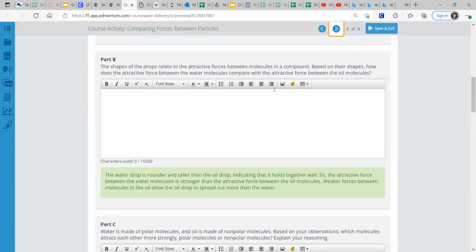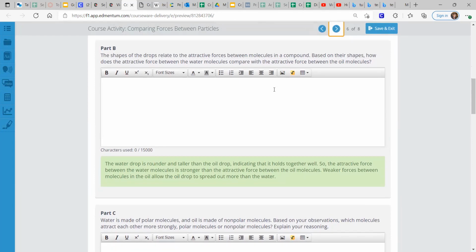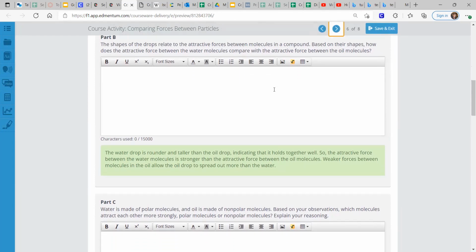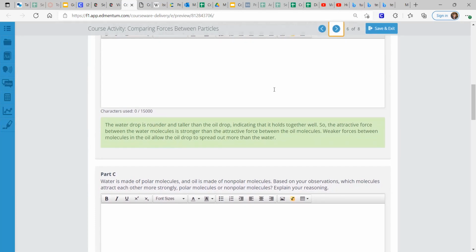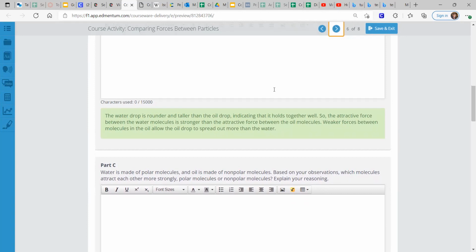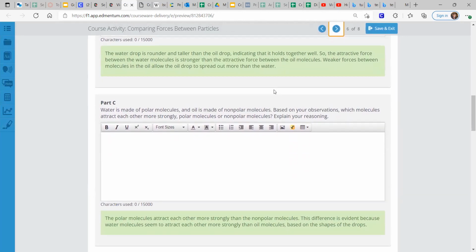Based on their shapes, how does the attractive force between the water molecules compare with the attractive force between the oil molecules? The water drop is rounder and taller than the oil drop, indicating that it holds together well. So the attractive force between the water molecules is stronger than the attractive force between the oil molecules. And the weaker forces in the oil molecules allow them to spread out more than the water.